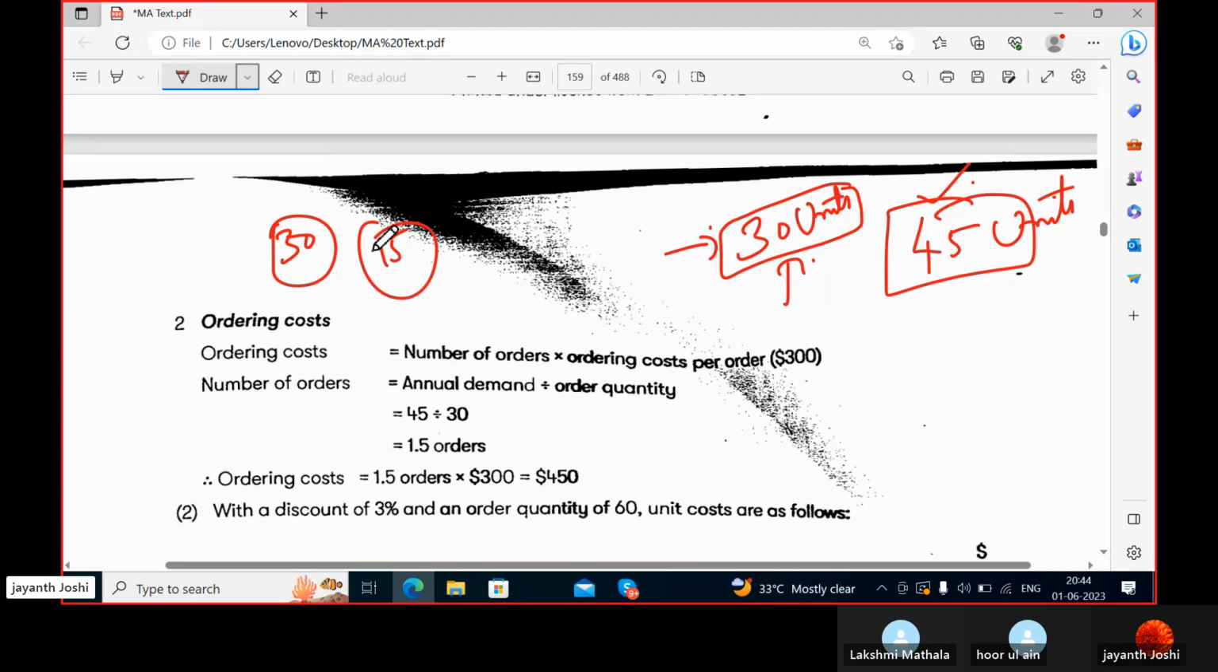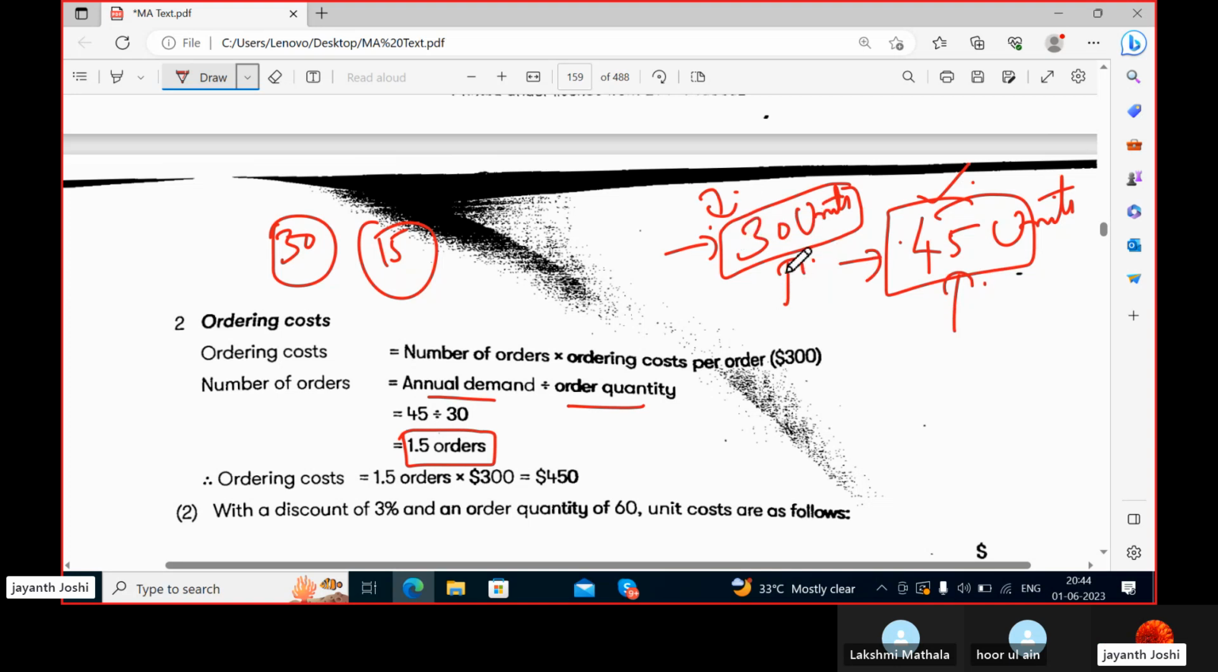Correct, sir. So how will we decide how many orders you have to make to fulfill your annual demand when you are maintaining your inventory at EOQ? So we will divide that annual demand by the order quantity. So how many orders do we have to make? 1.5 orders.